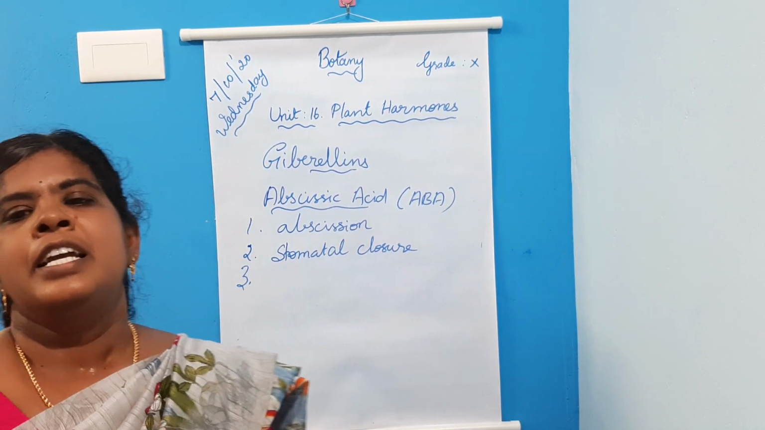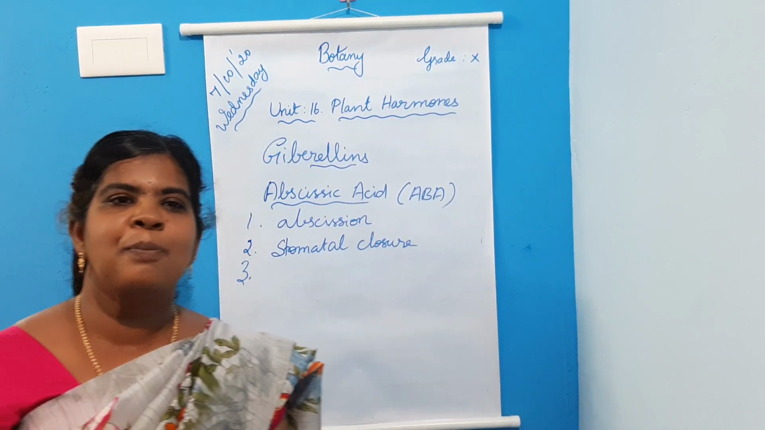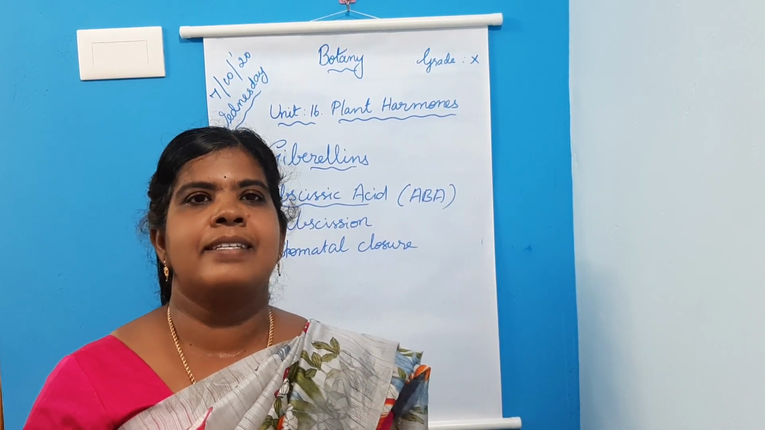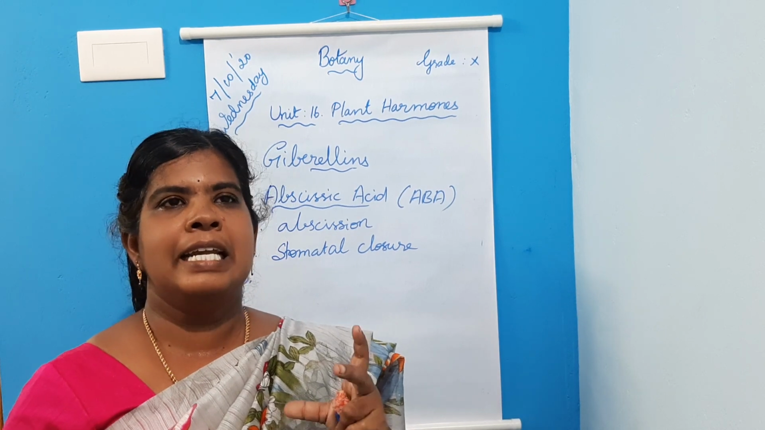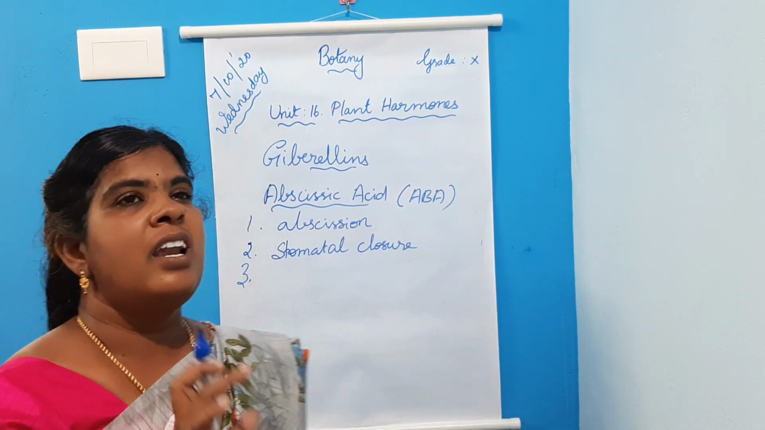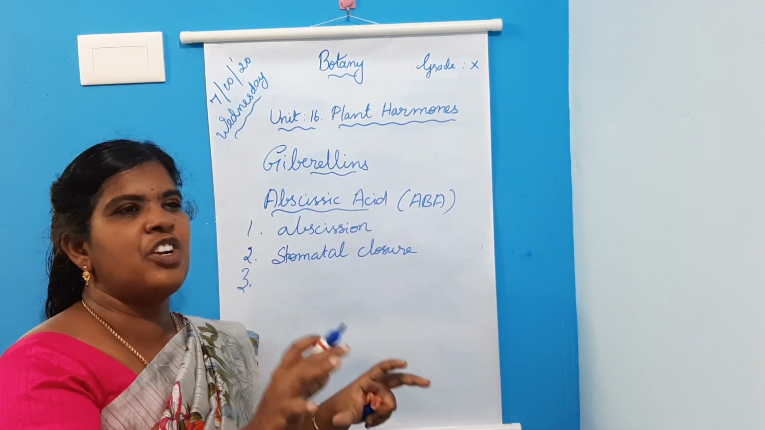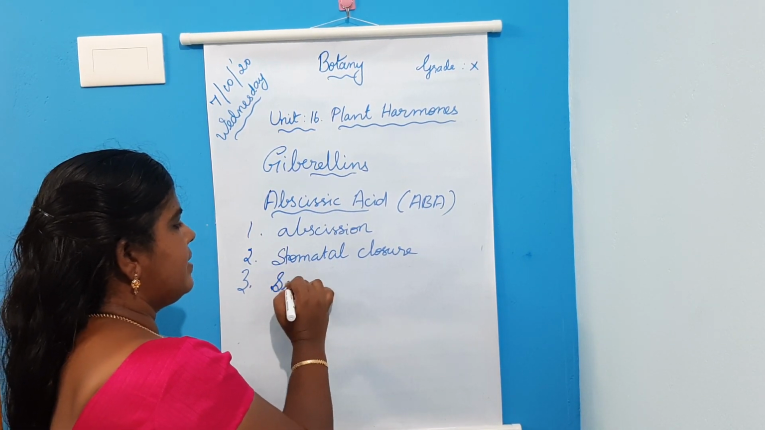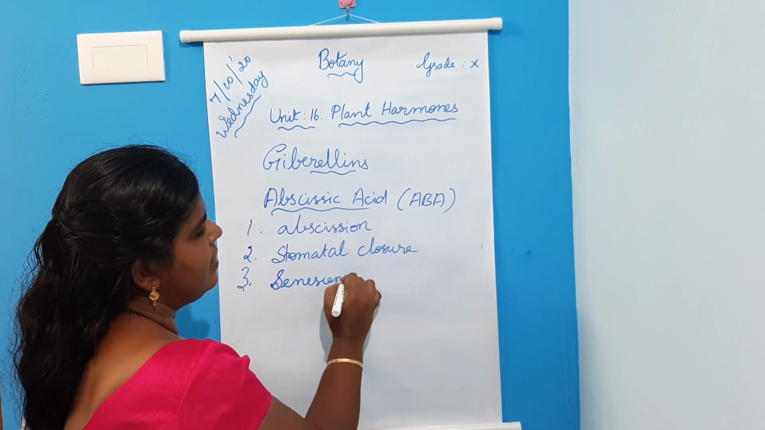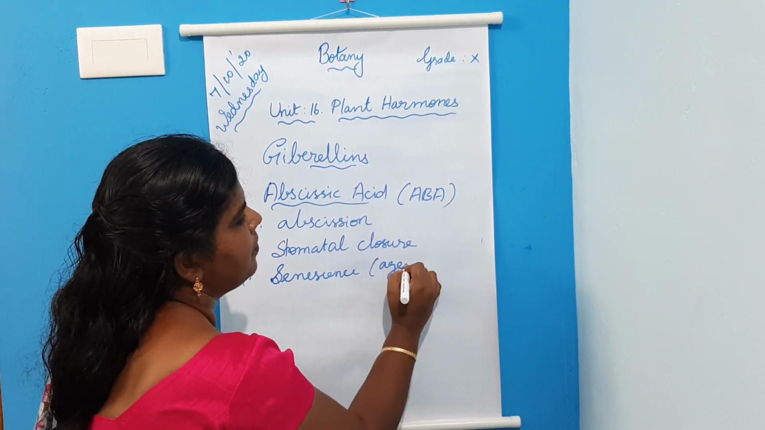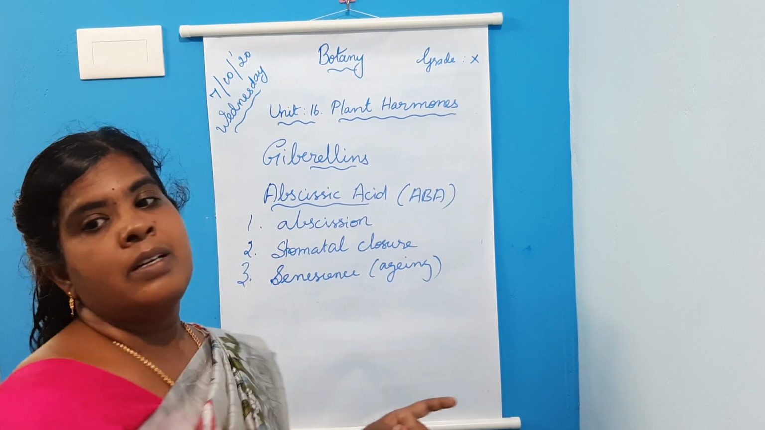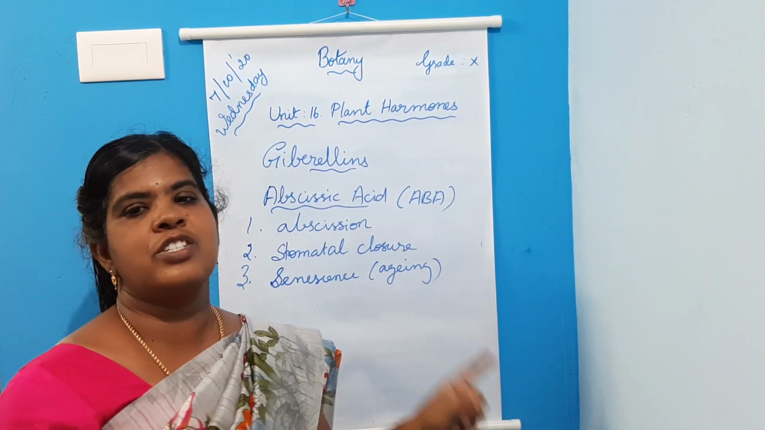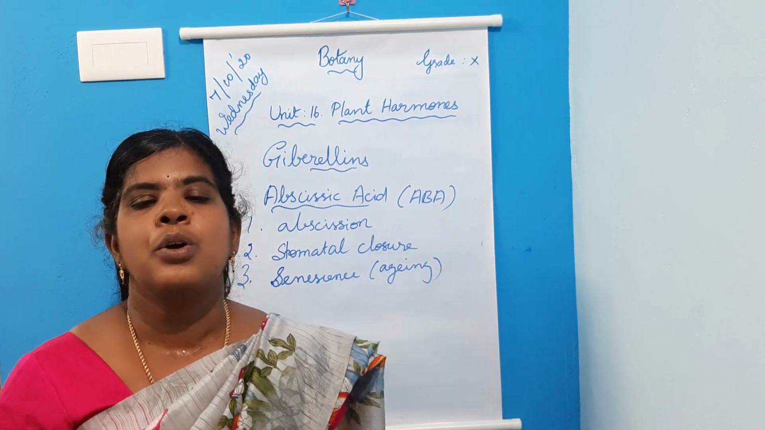Third effect is it promotes senescence. What do you mean by senescence? Aging. ABA or abscisic acid promotes senescence in leaves by causing loss or reduction of chlorophyll. Senescence means aging, and aging or senescence in leaves occurs by causing reduction of chlorophyll.